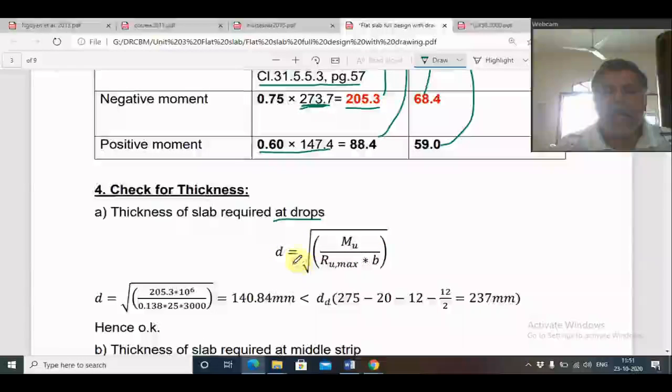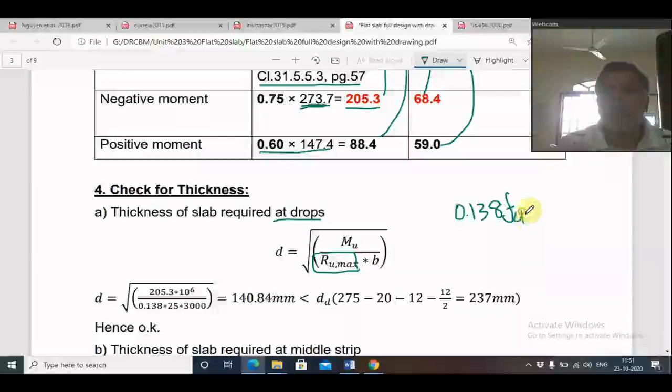This formula is arrived at by equating the bending moment to the limiting moment of resistance, where Ru max is the moment of resistance factor that depends upon the grade of concrete and the grade of steel. Here we are using Fe 415 grade steel, therefore we have to use 0.138 into fck. Here the grade of concrete is M25, so we substitute fck as 25. Here Mu, which value has to be used?